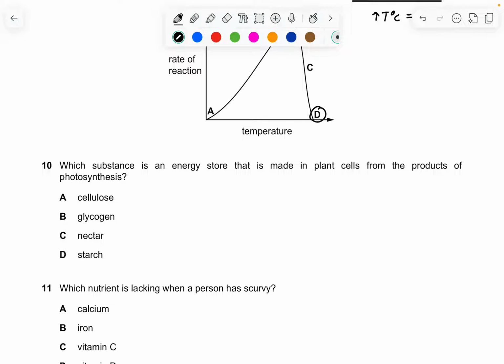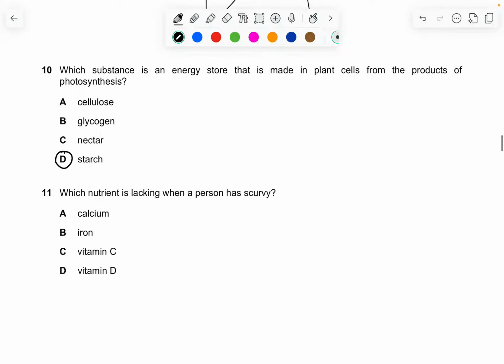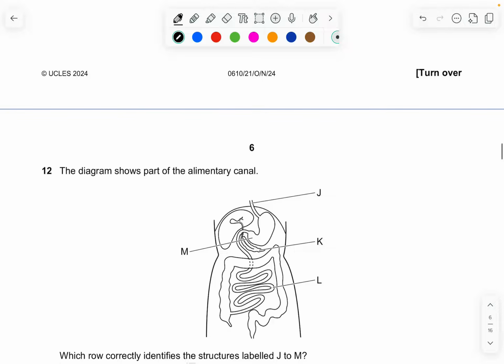Question 10. Which substance is an energy store that is made in plant cells from the products of photosynthesis? Okay, so an energy store made in plant cells from the products of photosynthesis. So the answer is starch. Okay, they make starch and then later on they will convert it to either glucose or sucrose depending on where it is going. Question 11. Which nutrient is lacking when a person has scurvy? Okay, this one is something that you have to know. The answer is vitamin C.